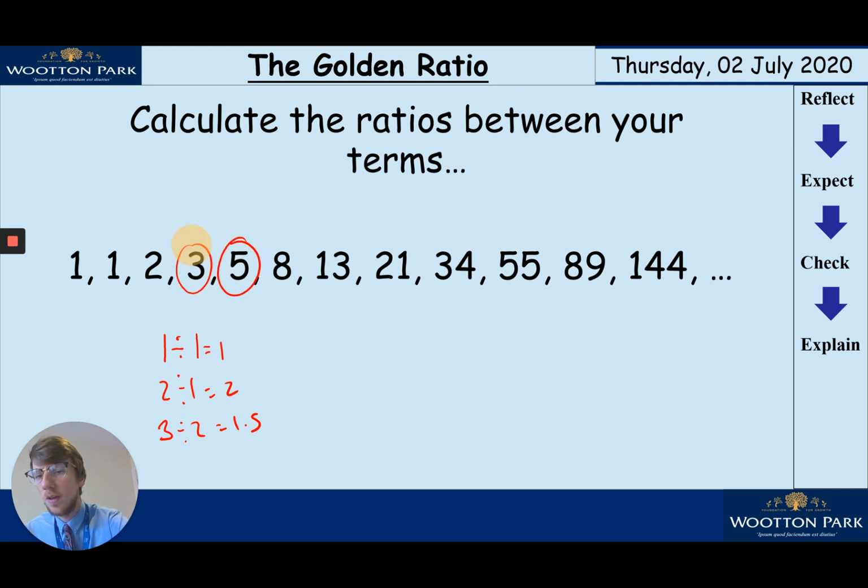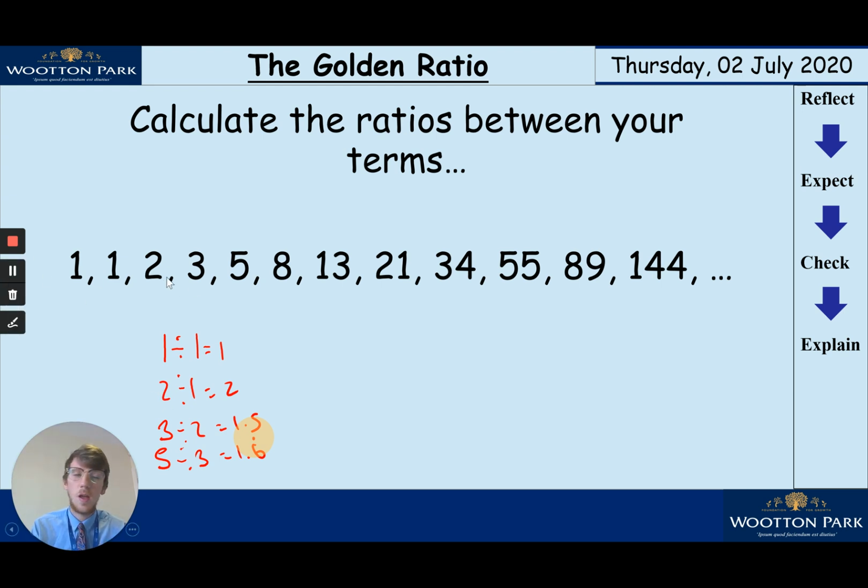5 divided by 3 is 1.6, so it's got bigger again. No, it's not, it's 1.6 recurring, so it's 1.66666. Then do 8 divided by 5 and see what you find. Hopefully you took your Fibonacci sequence further than 144, so do it for as far as you got. Do each term divided by its previous term to find the ratio between those two terms. Pause the video and give that a go.